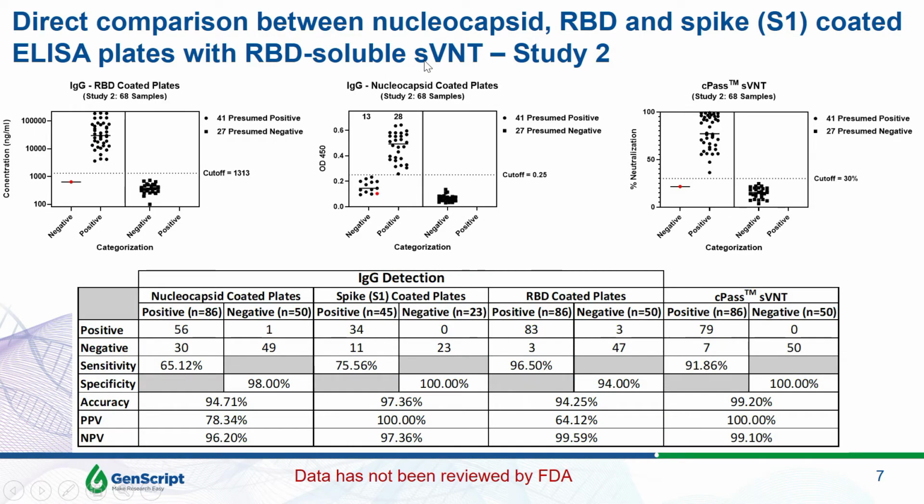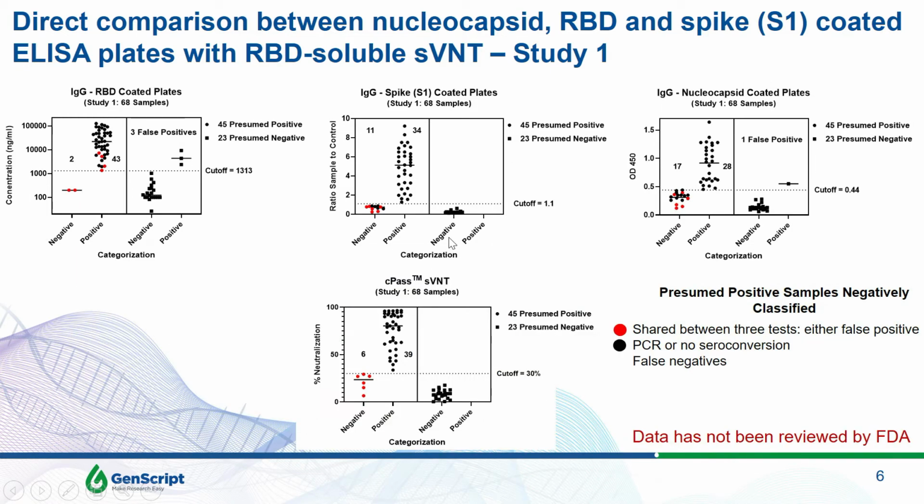We also did another study with 41 presumed positive and 27 pre-pandemic samples. And with the RBD and nucleocapsid coated plates and cPass, the negatives were all 100% negative. However, for the positive samples, again, the nucleocapsid coated plate gave a lot of false negatives. There was 1 false negative for the RBD coated plate and 1 false negative for the cPass coated plate. But again, that 1 false negative sample was in common with all 3 assays. So we are not certain that this was, in fact, a positive sample. It was likely a true negative sample.